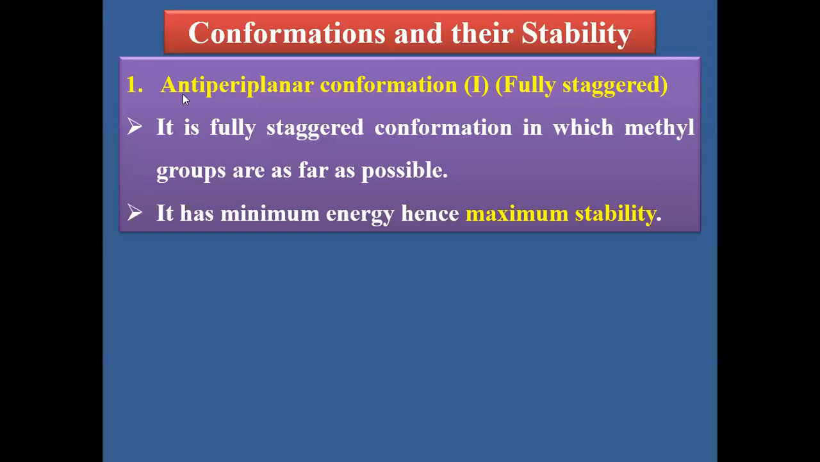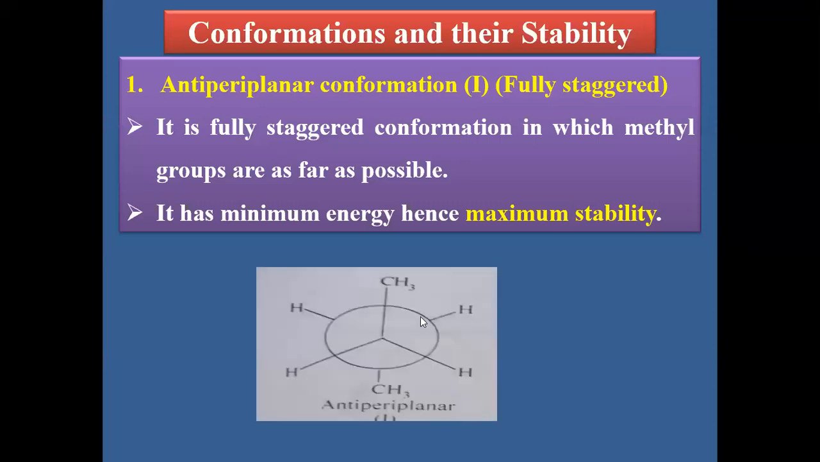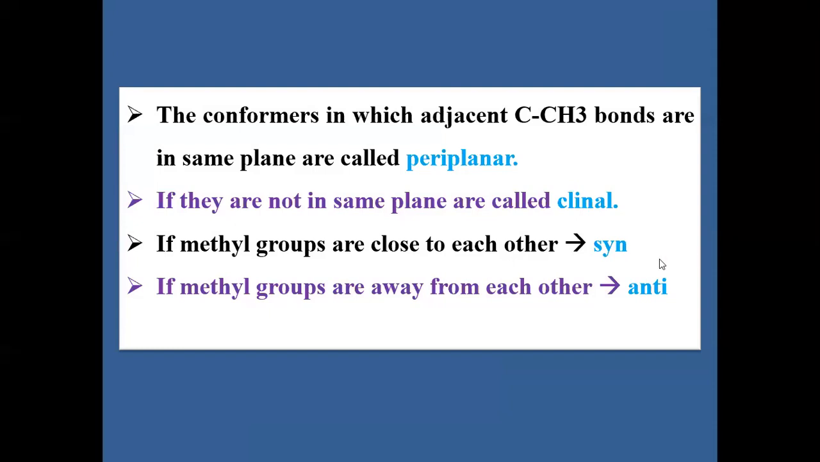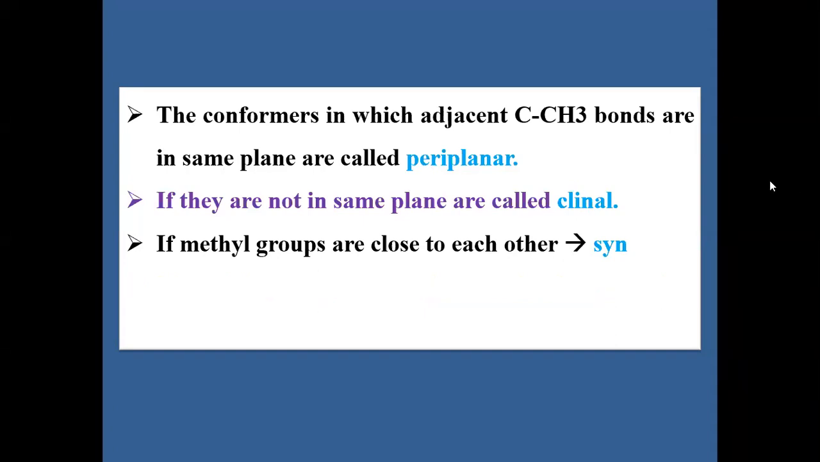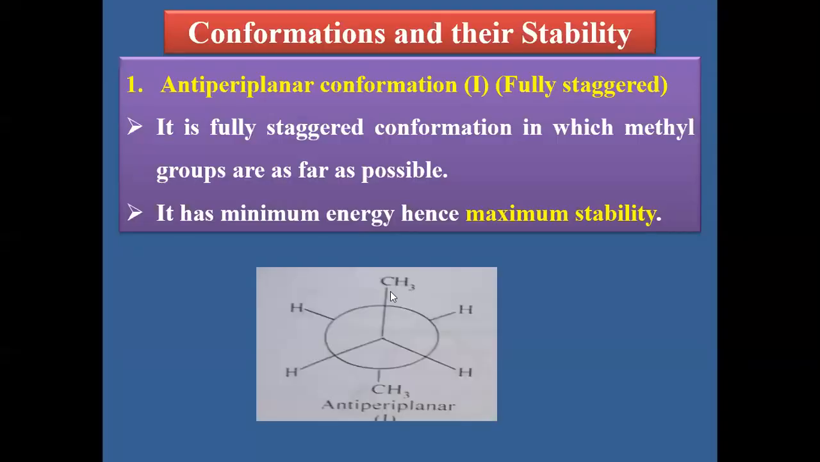Now, this one is anti-periplanar conformation, which is number one. So first conformation, as you can see here, this is our first conformation, and it is called anti-periplanar. Now, why is it called anti-periplanar? First of all, what is the meaning of anti? If methyl groups are away from each other, it is called anti. And the conformation in which adjacent C-CH3 groups are in the same plane is called periplanar. So it is anti-periplanar because methyl groups are away from each other, and they are away from each other as well as on the same plane.